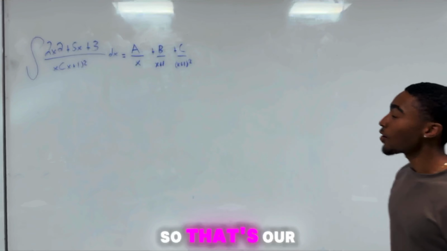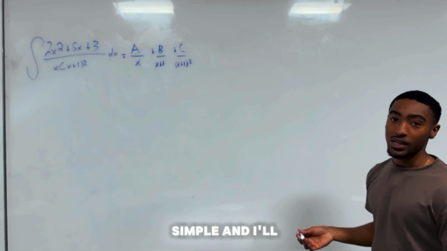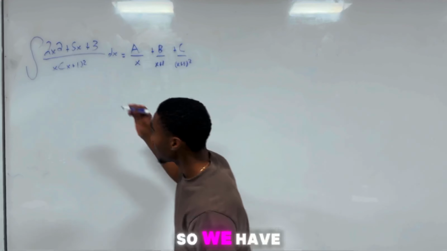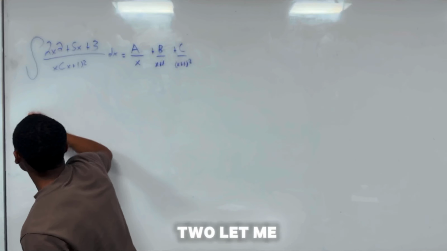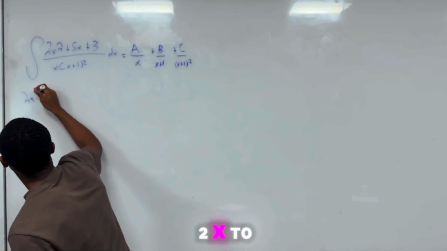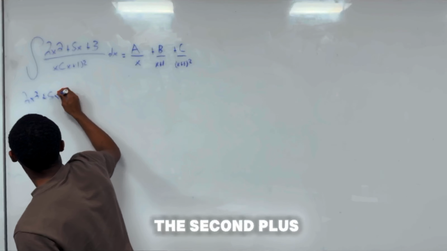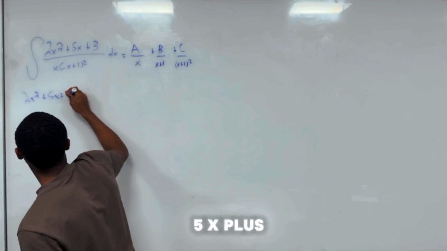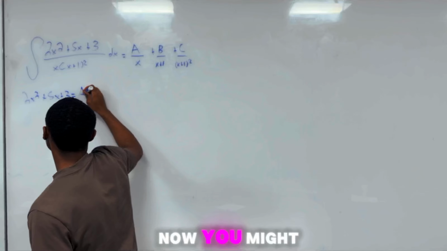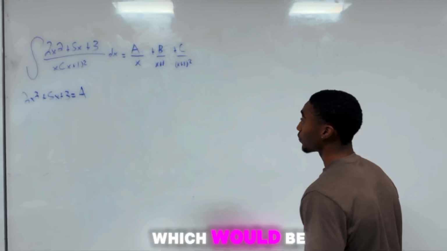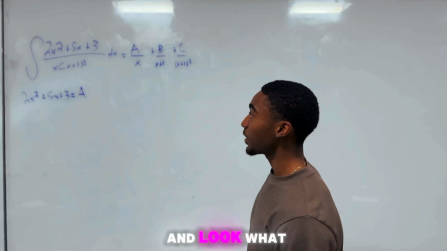Okay, so after we set this up, our next step is to set our numerator equal to this and make an equation. Now that might sound rather tricky, but it's rather simple, and I'll go through it right now. So we have 2x to the second plus 5x plus 3 equal to a. Now, you might be thinking to write ax, which would be wrong. You have to go back to your original problem and look.